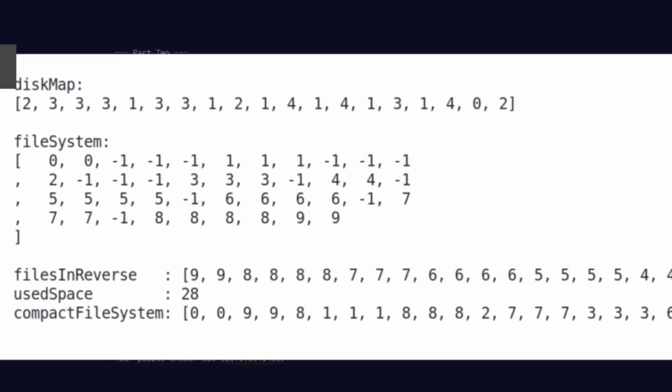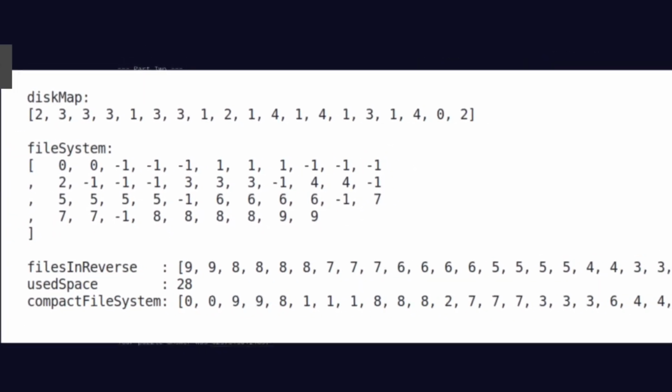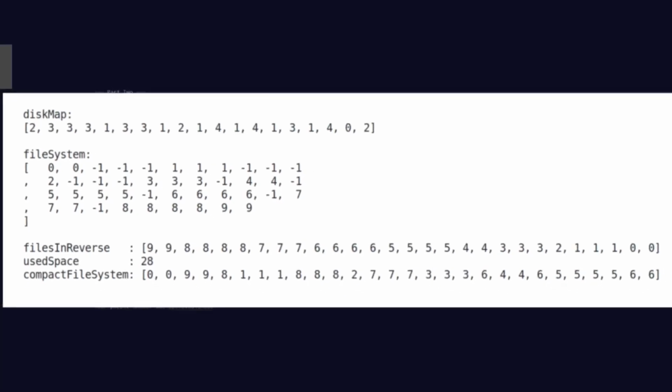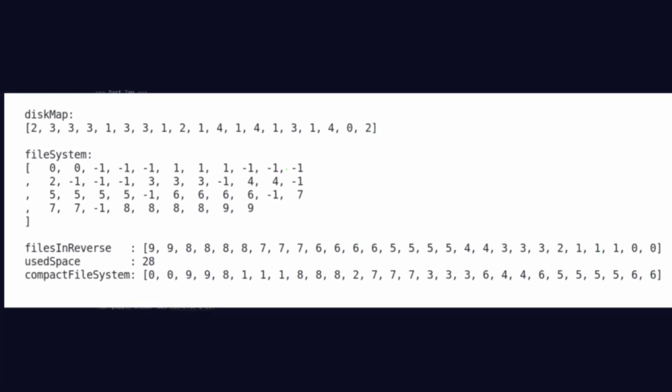And then we create something called files in reverse, which is basically the list of the IDs of the files. So this is file 99, and then 888, and then 777 in reverse. In other words, we remove all the empty space and reverse it. So we get 99, 88888. And then we convert this into an iterator. An iterator is a thing that we can ask for its next item.